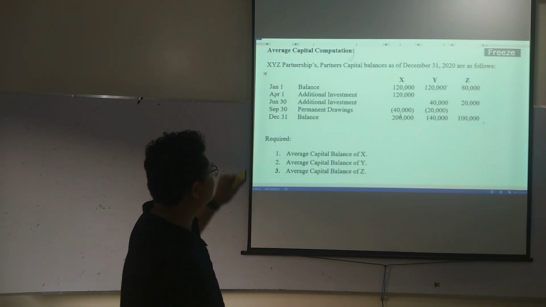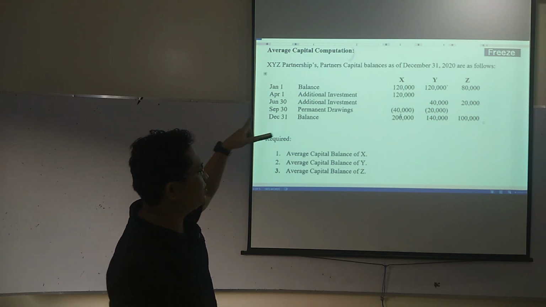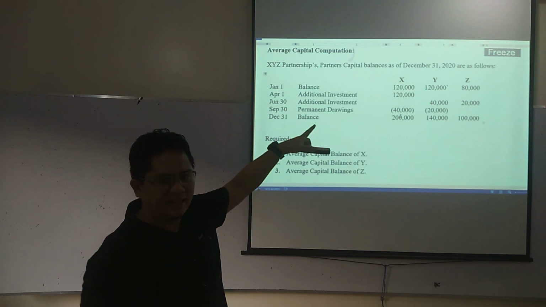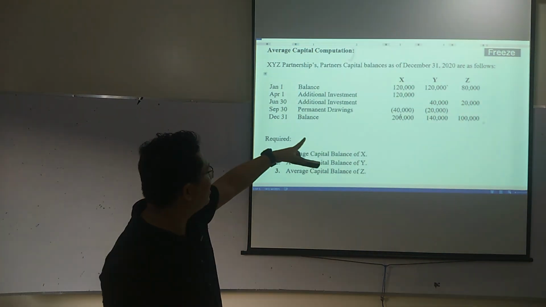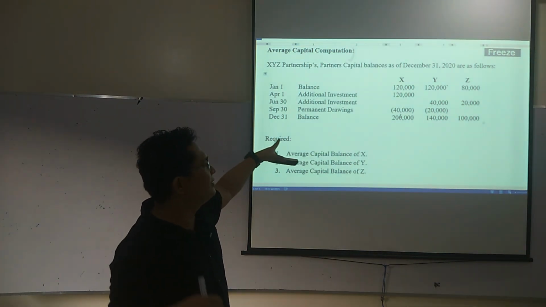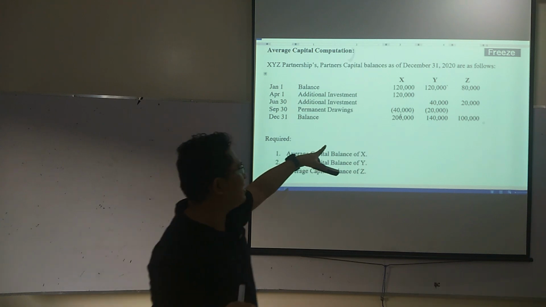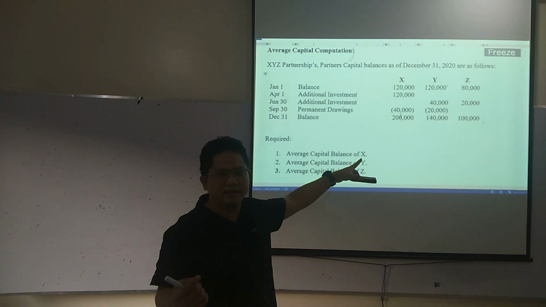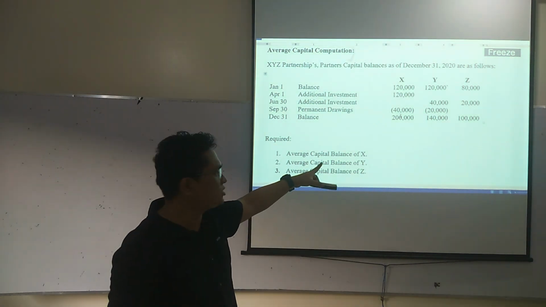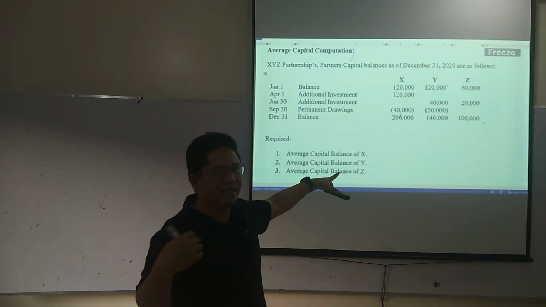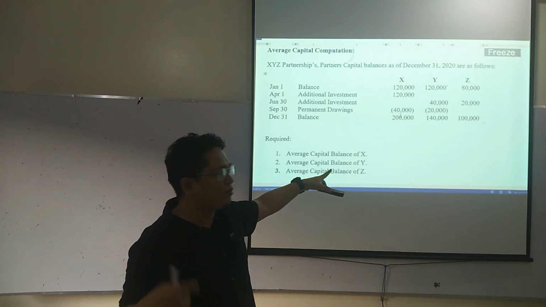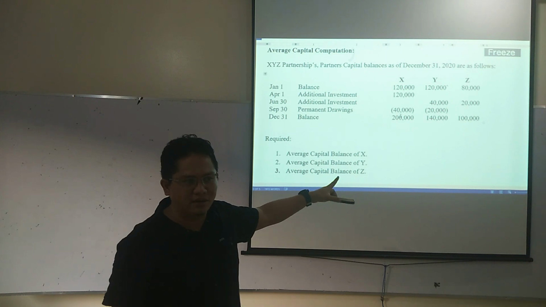The interpretation is that, for example, for X, on January 1, his beginning balance is 120. He placed 120,000 more, then in April he withdrew 40,000. So that means at the end of the year, his balance is 200,000. The next question is, what is X's average capital balance? To compute that, we have to create a table.